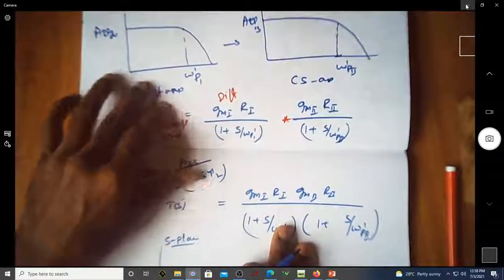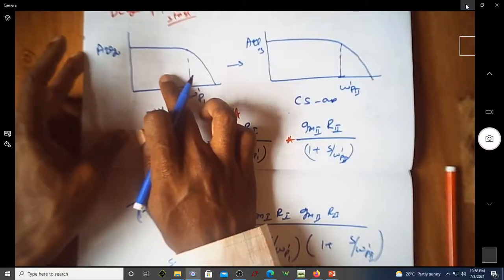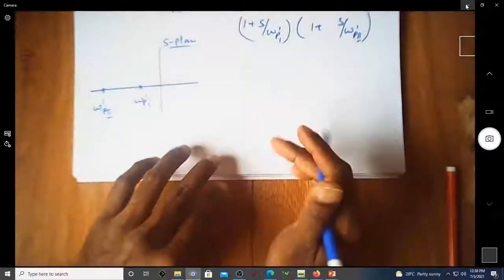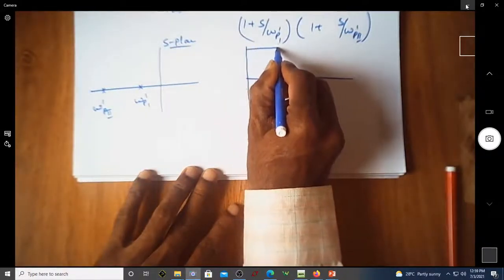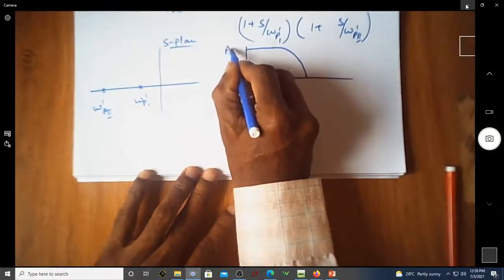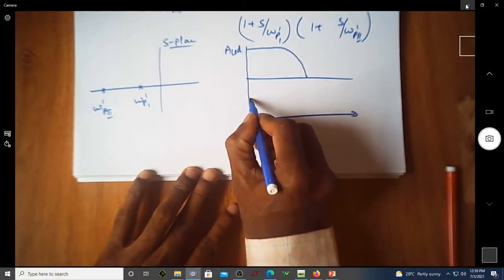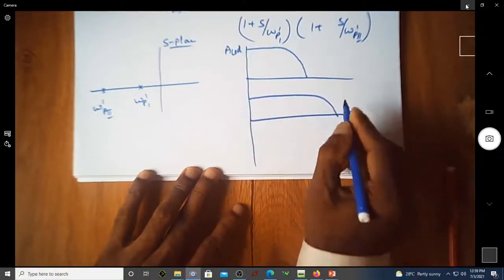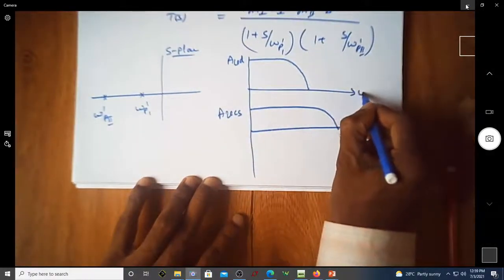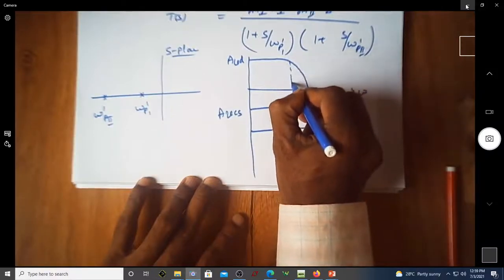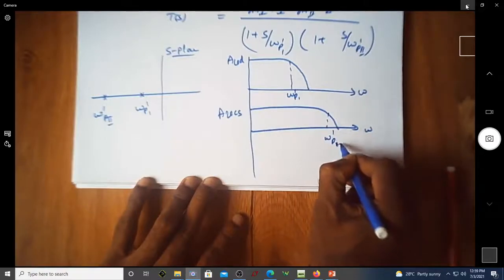How will the Bode plot of this look? The Bode plot looks like the product of this and this. When you're actually taking the product of these two things, suppose I write it in a vertical plane, let us assume that this is for AV of differential, and this is AV of CS amplifier. This is a frequency response. This is omega, this is again omega. Let us assume that this is omega p1 dash, this is omega p2 dash.